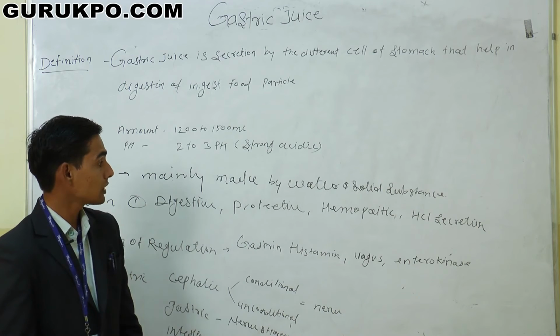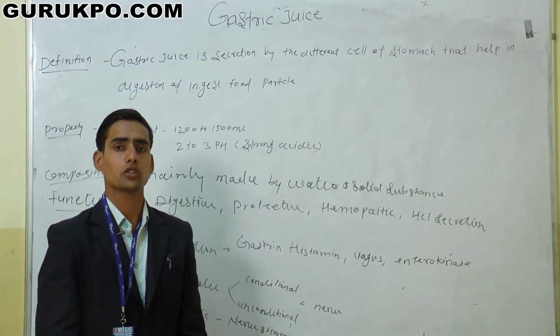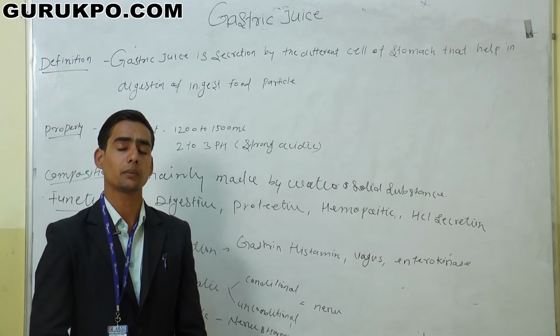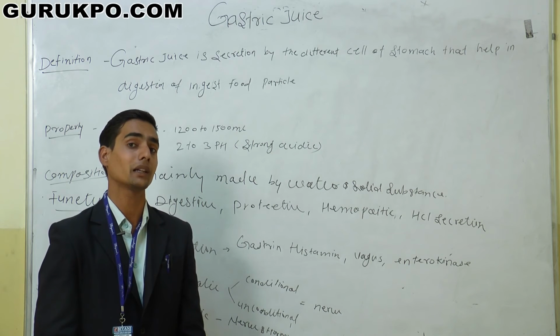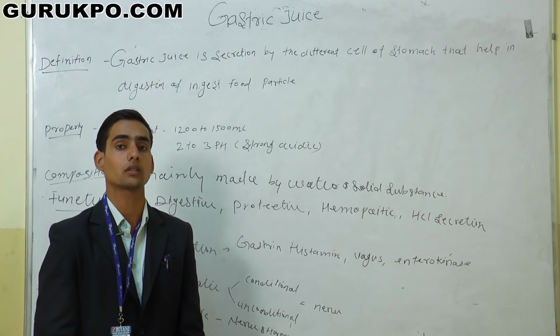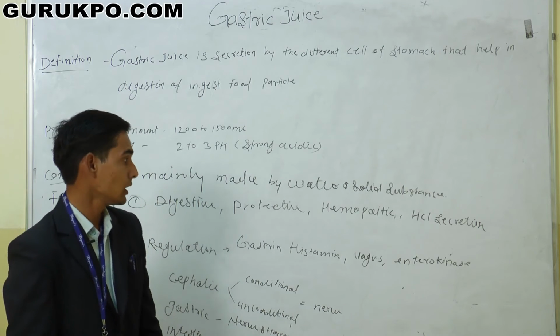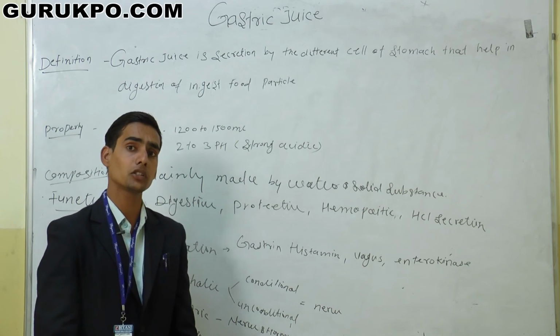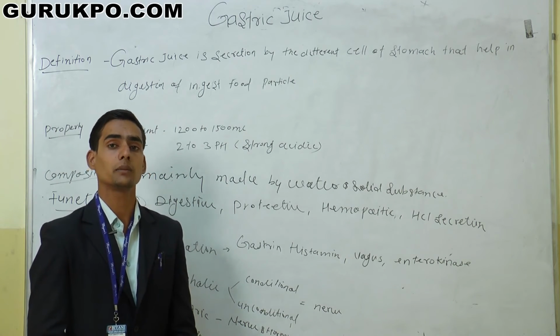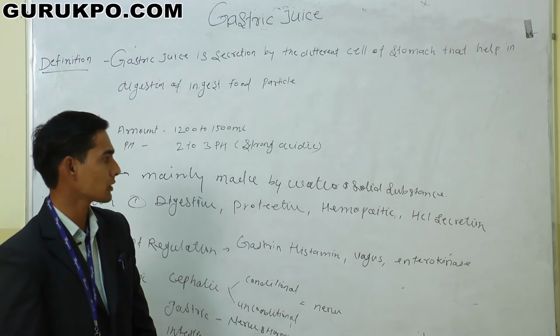Protective functions. Gastric mucin is released in the stomach that helps prevent the autodigestion of the gastric mucosa and submucosa by the hydrochloric acid, because hydrochloric acid has a high concentration, so it could autodigest the mucosal and submucosal walls of the stomach. The continued release by the mucosal and submucosal layers gives this protective function.